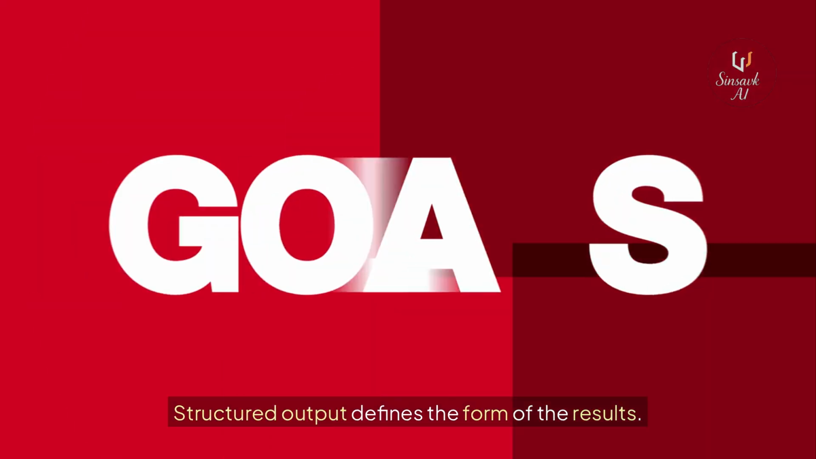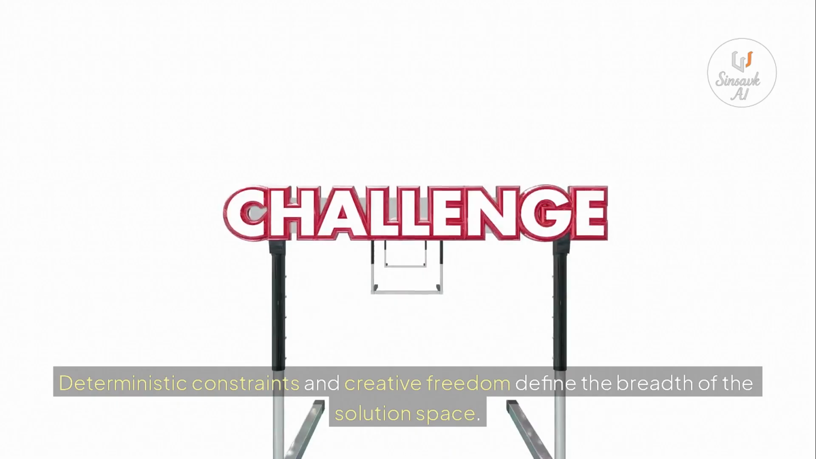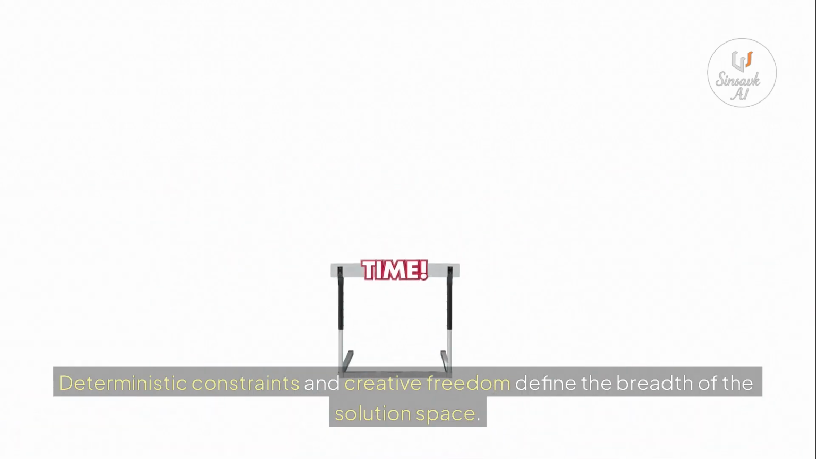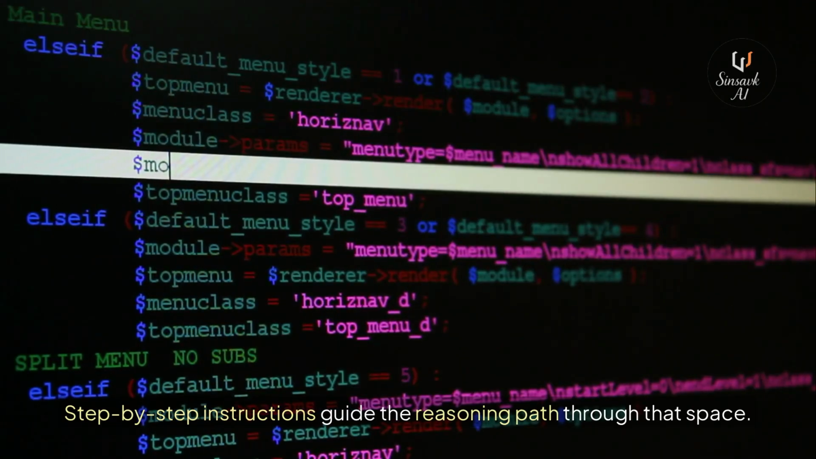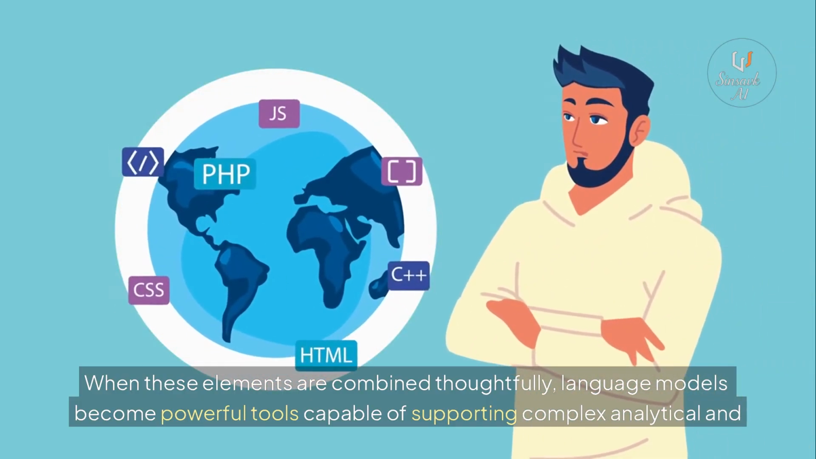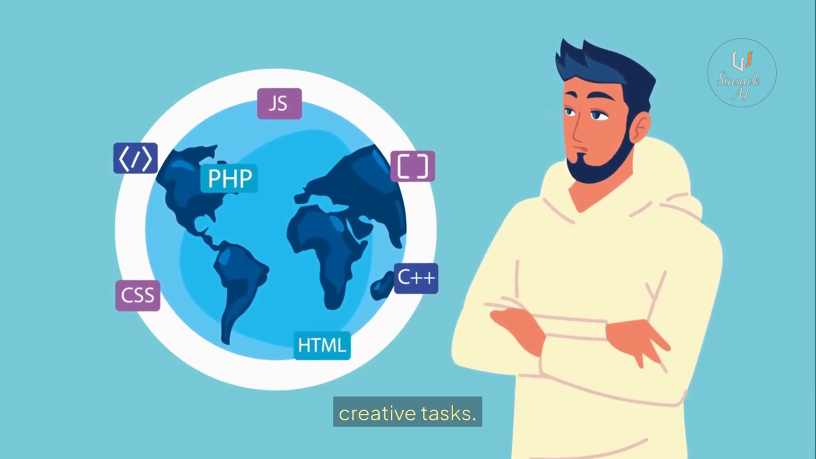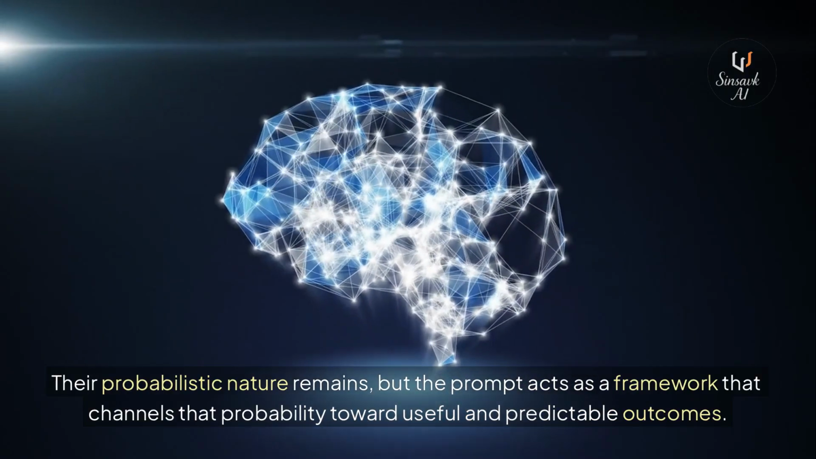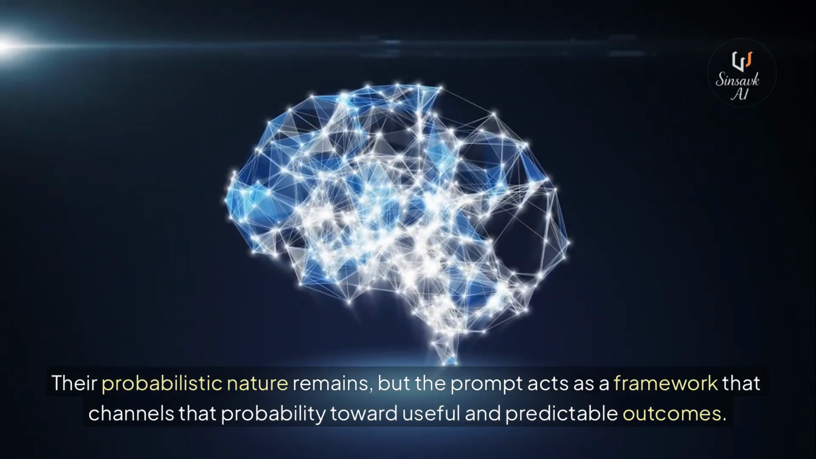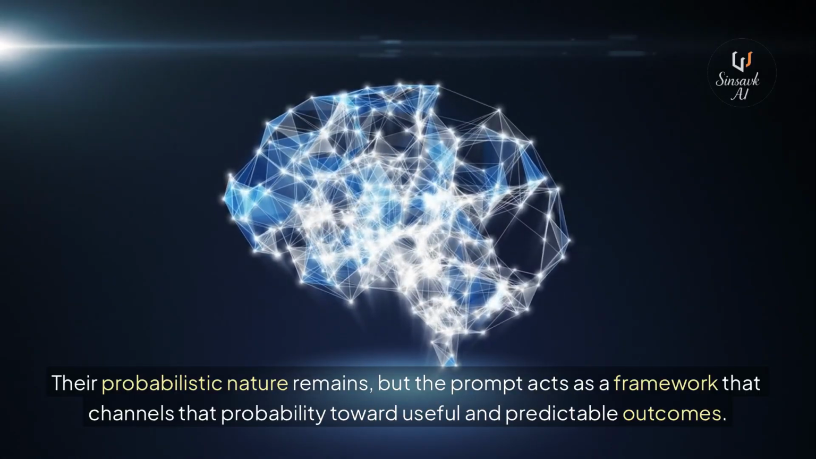Structured output defines the form of the results. Deterministic constraints and creative freedom define the breadth of the solution space. Step-by-step instructions guide the reasoning path through that space. When these elements are combined thoughtfully, language models become powerful tools capable of supporting complex analytical and creative tasks. Their probabilistic nature remains, but the prompt acts as a framework that channels that probability toward useful and predictable outcomes.